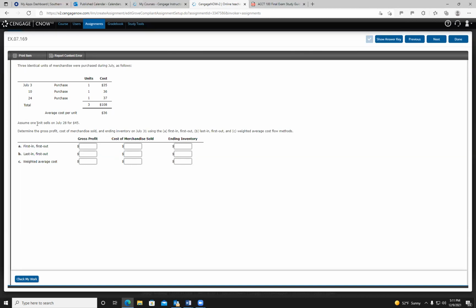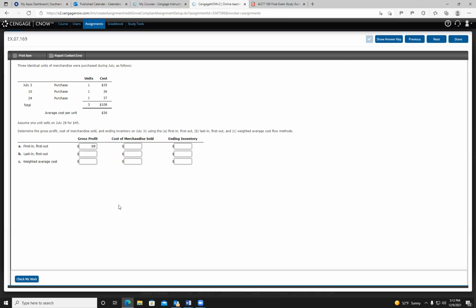Now in the first in, first out, we're assuming that the one item we sold at the end of the month was the first item we purchased, July 3rd. So again, using FIFO, first in, first out, it's assuming the first item sold was the first item purchased. The first item purchased was purchased on July 3rd. So your gross profit is going to be that sale price of $45 minus the cost of that item you purchased July 3rd of $35. So your gross profit is going to be $10.